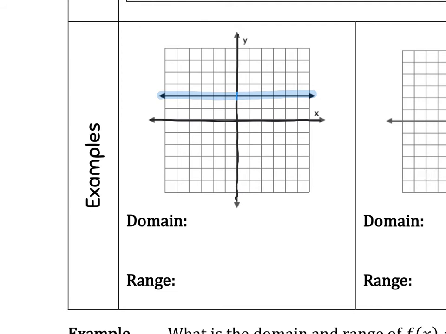It extends all the way from left to right. So how would I say the domain for something that extends everywhere from left to right? All real numbers. You can write it out or you can write my fun symbol. But this range doesn't extend everywhere from bottom to top. Where exactly does it show up? What y value? 2. So we would say y is 2. That's exactly where it shows up, at the y value of 2.